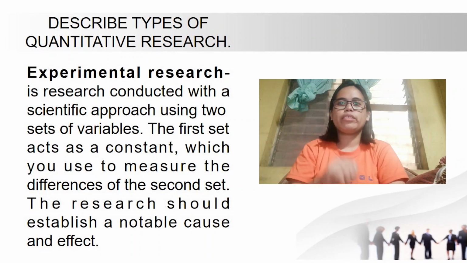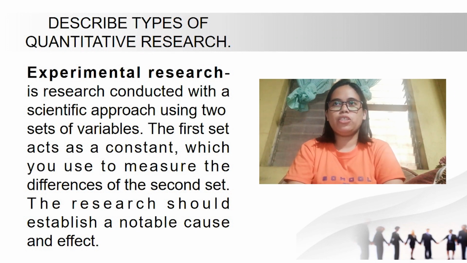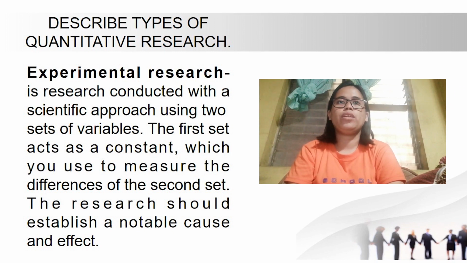The fourth type of quantitative research is experimental research. It is research conducted with a scientific approach using two sets of variables. The first set acts as a constant which you use to measure the differences of the second set. The research should establish a notable cause and effect.